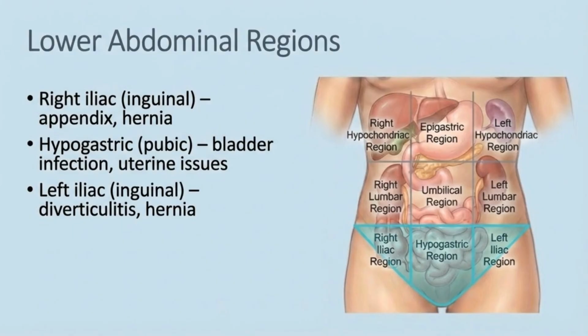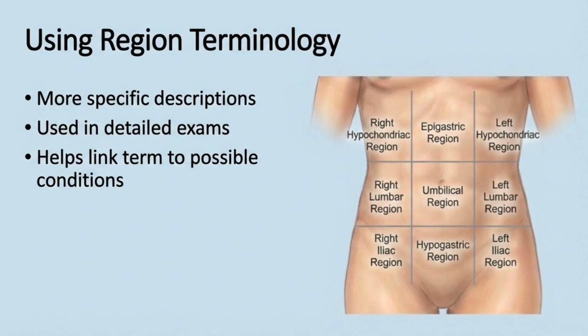The left iliac region, also called the left inguinal region, is located in the lower left portion of the abdomen. This region is often referenced in medical documentation when evaluating conditions affecting the lower intestines. Abdominal regions are used when more precise terminology is needed to describe the location of pain, symptoms, or findings.